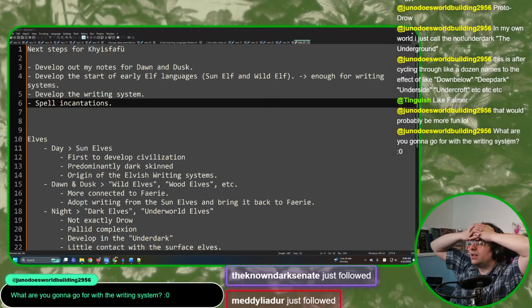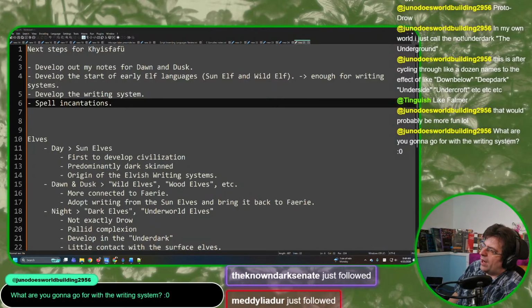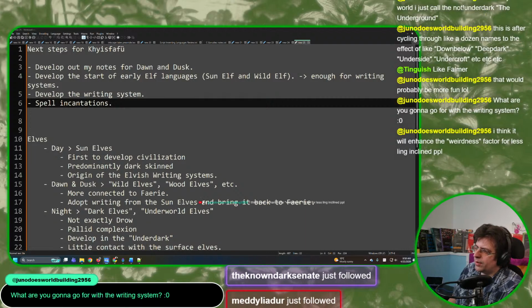It's a little tricky because Hisfafu is very vowely, but not as vowely as all that. The day language is very vowely. It's got a lot of vowels. So maybe the abugida would develop after they transfer it to the Twilight Elves or Wild Elves or whoever, right? It would enhance the weirdness factor for less inclined people. Maybe.